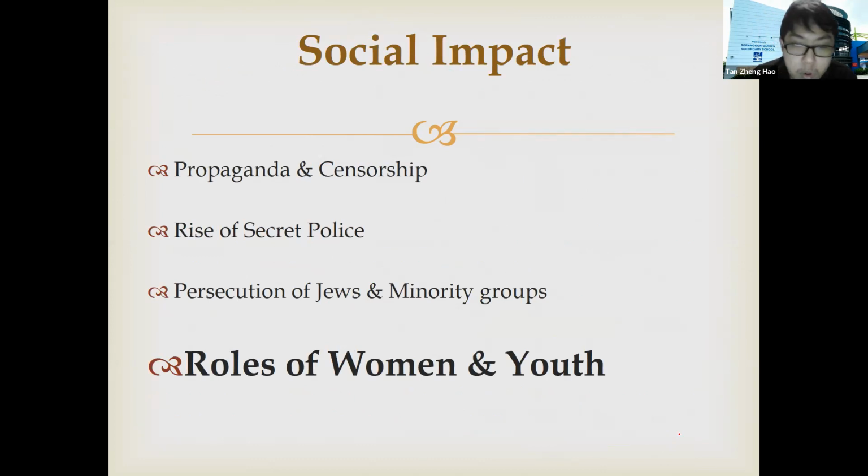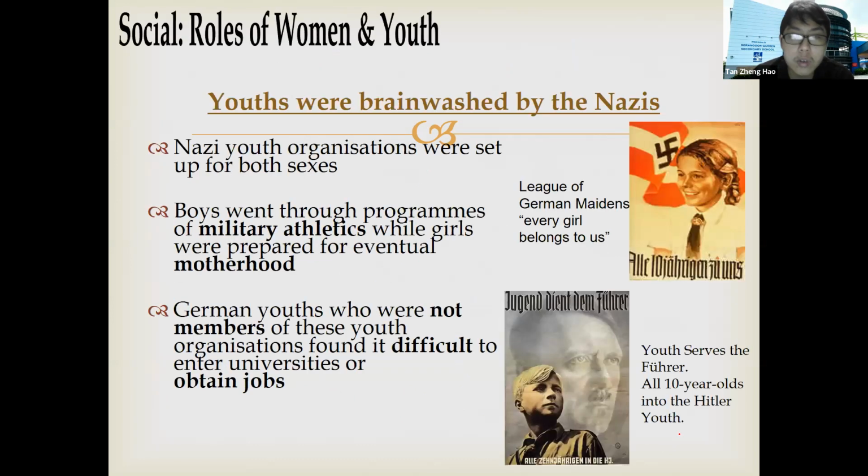All right. Let's look at the role of women and youth now. Like most dictators, like what Stalin did, the Nazis wanted to brainwash the next generation. One way the Nazis did it was through youth organizations. Boys were made to go through things like military athletics, while girls were prepared for motherhood, doing home economics and things like that.